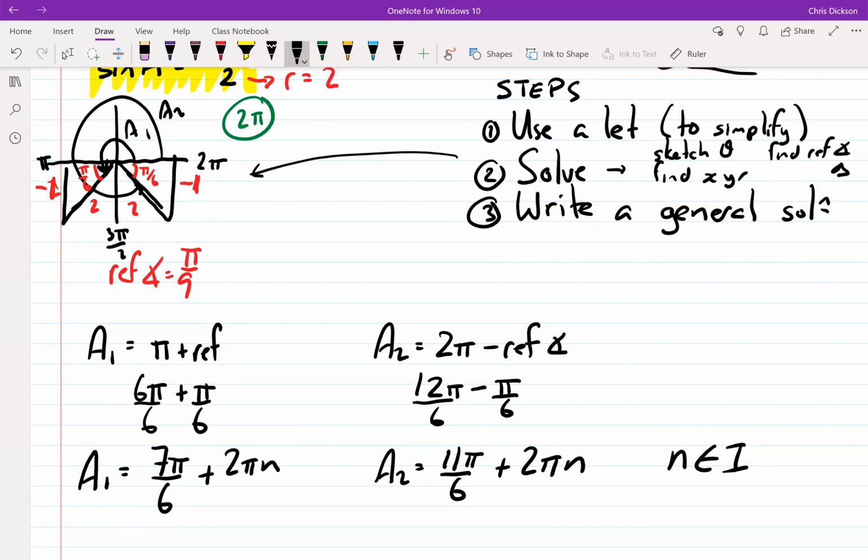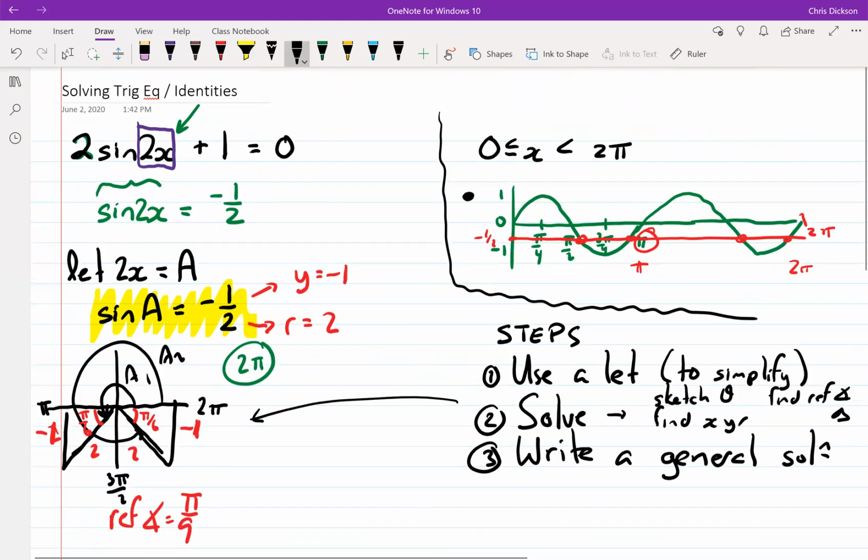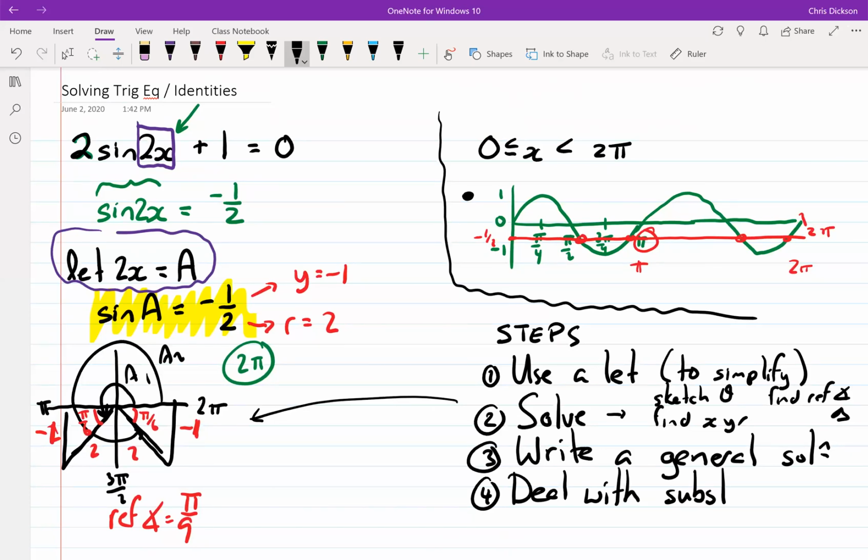So we've written two general solutions for angle A, but once again, angle A is not what we're solving for. We're actually solving for x. So now I have to go back and deal with my let statement. Okay, so that's going to be my fourth step here. So now deal with the substitution.